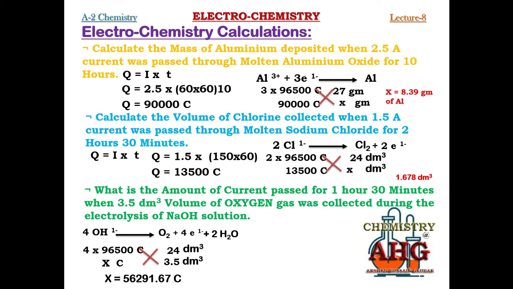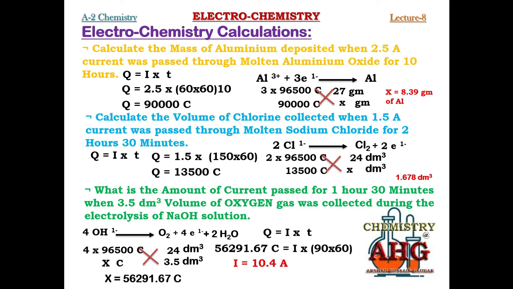Now you will use the formula Q = IT. Insert the values that are available to you. Charge is available and time is available. Get the value of current. The current that we need for this experiment is 10.4 amperes. So you can see in this question the sequence of steps has been changed. Only 2 steps will always be there in your solution, but the sequence of steps can be different.